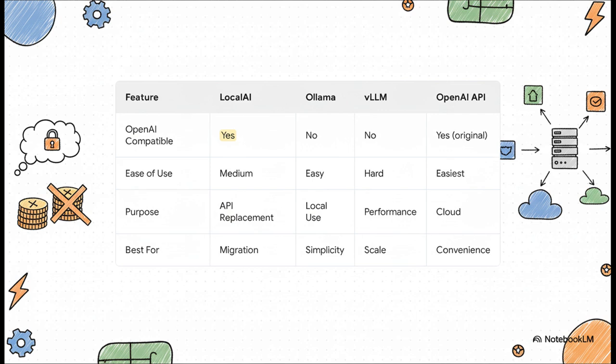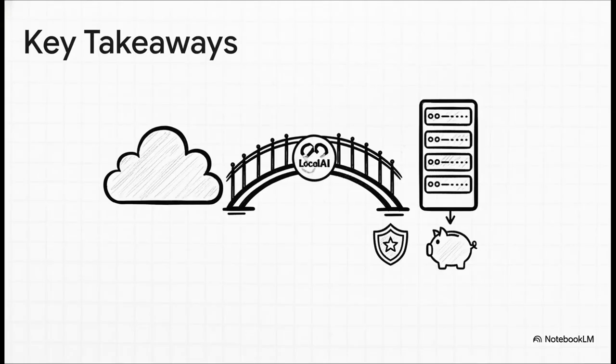Local AI knows exactly what it is. Its purpose is crystal clear. It's the API replacement for migration. So if you're going to remember one thing, remember this. LocalAI is your bridge. It's the bridge that gets you from the cloud back onto your own hardware.